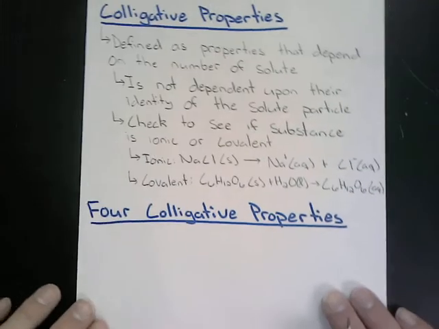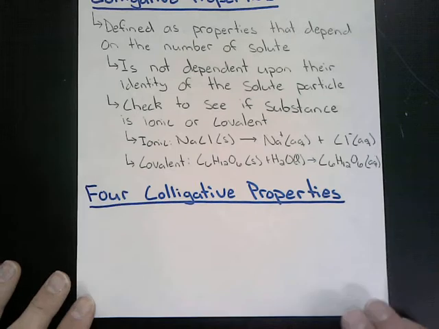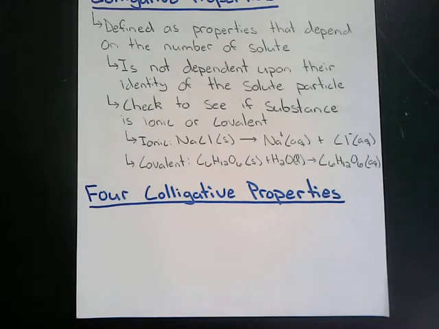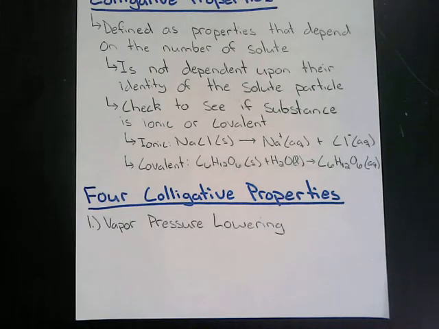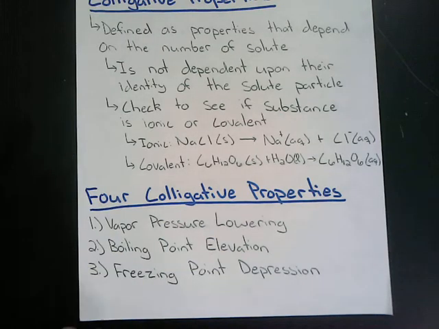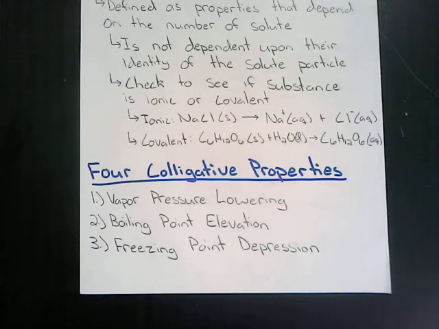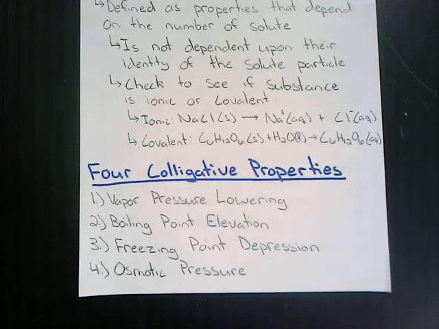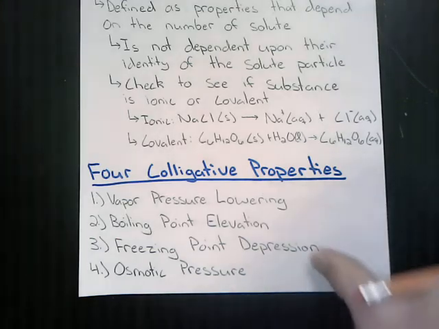Now, let's move down to the 4 colligative properties here, which we'll go over in more detail. The first colligative property is vapor pressure lowering. The second colligative property is boiling point elevation. The third colligative property is freezing point depression. And the fourth colligative property is osmotic pressure. All right, so what we're going to do now is go into details of each of these 4 colligative properties.